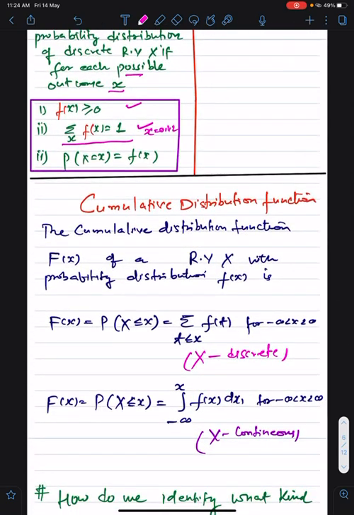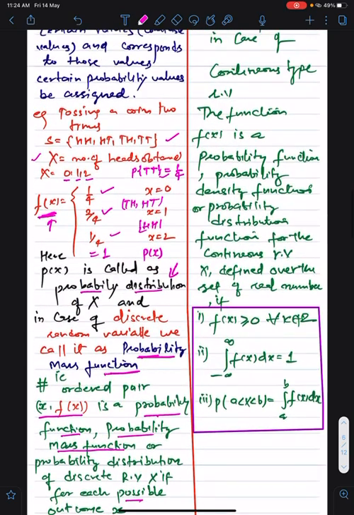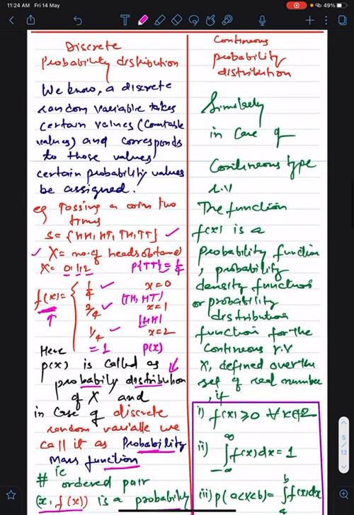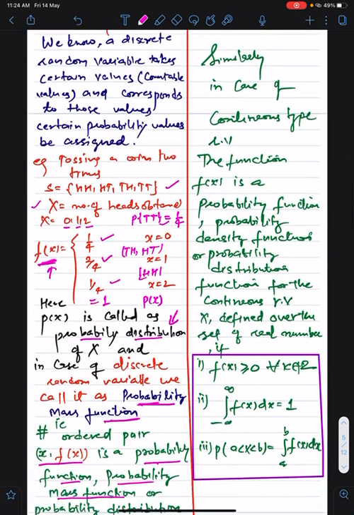And you are defining p of x, that is the probability at any point, equal to f of x. This is how you define this function, right? On the other hand, a continuous type random variable, or you can say a continuous probability distribution, is defined in a similar fashion, right?